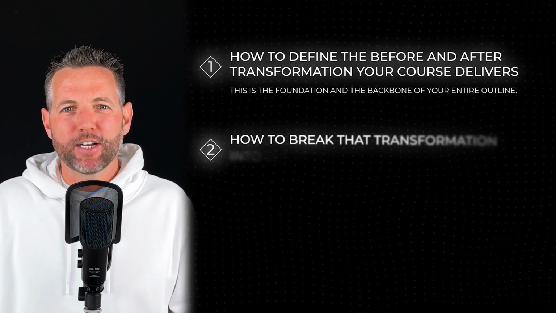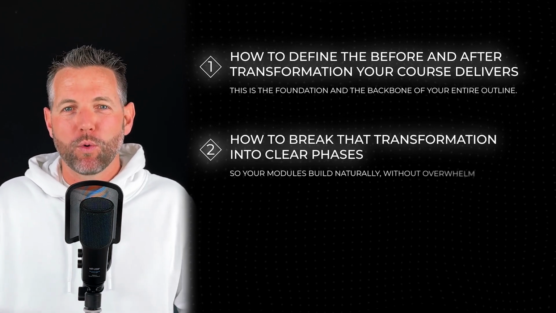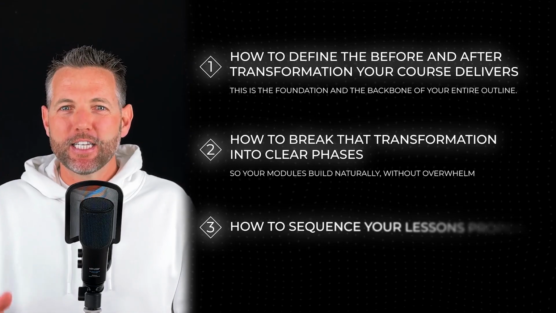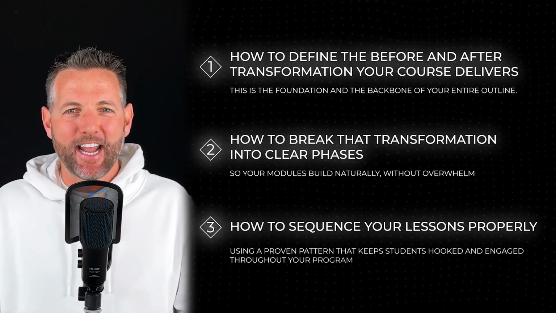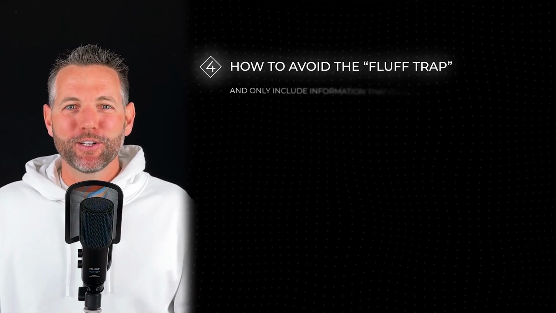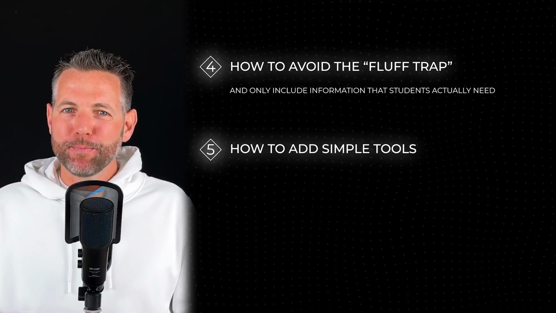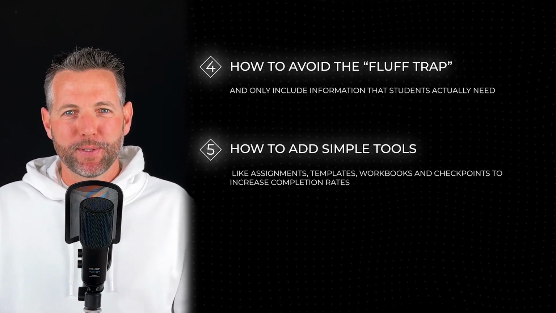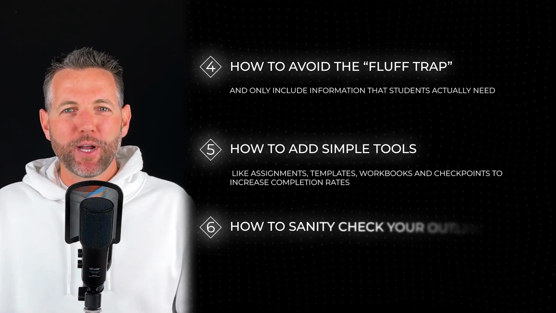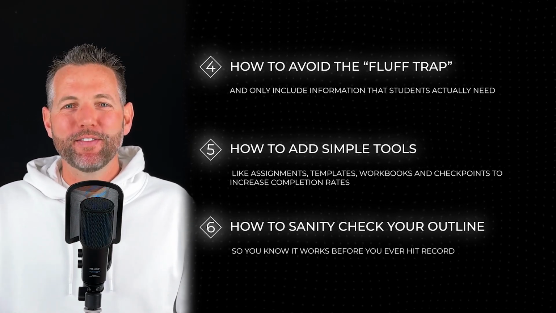Second, how to break that transformation into clear phases so that your modules build naturally without overwhelming your students. Third, how to sequence your lessons properly using a proven pattern to keep students hooked and engaged throughout your program. Then we'll talk about how to avoid the fluff trap and only include information that your students actually need. Fifth, we'll cover how to add simple tools like assignments, templates, workbooks, and checkpoints to increase your completion rates. And then lastly, I'll show you how to comprehension check your outline so that you know what's going to work for your students before you even hit record.